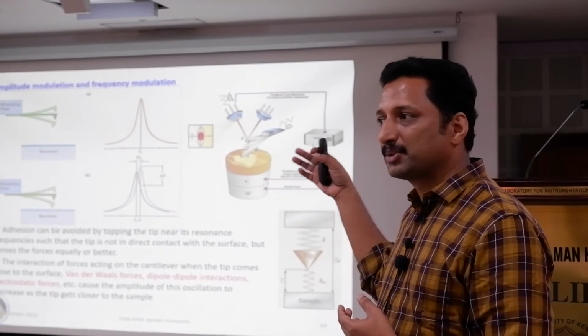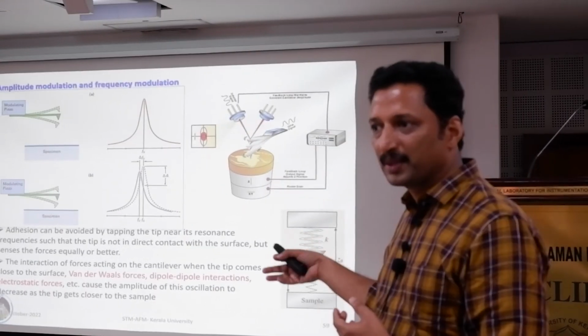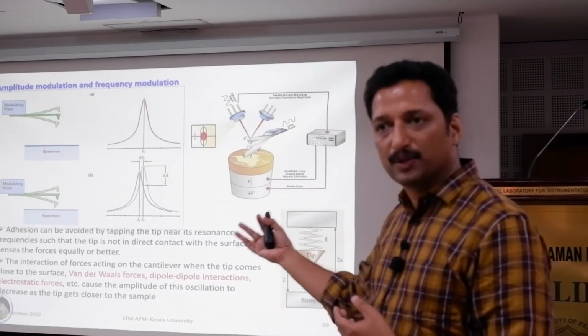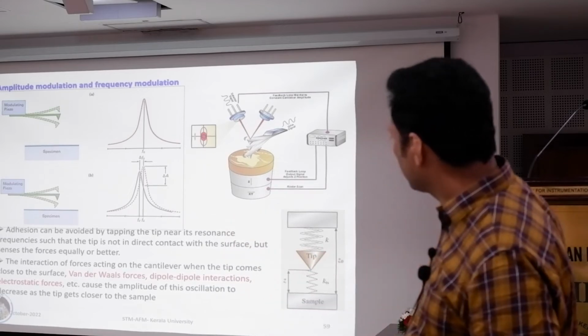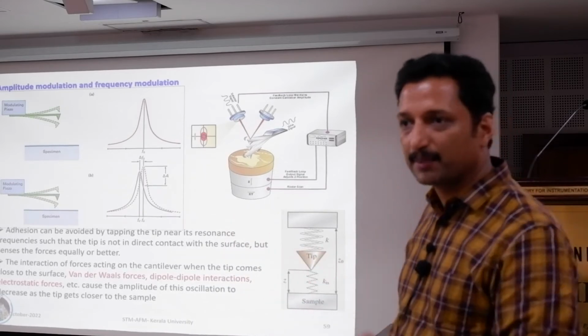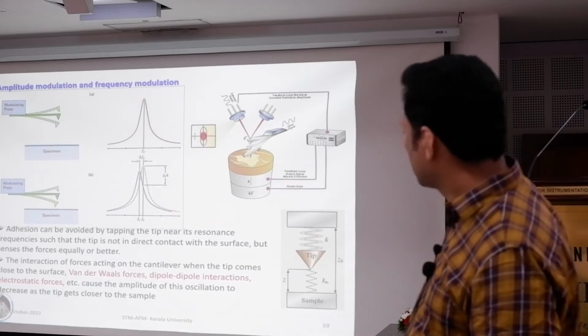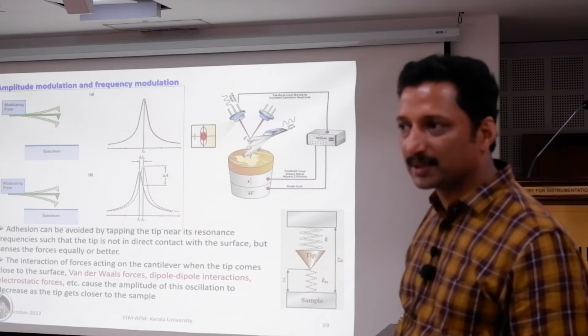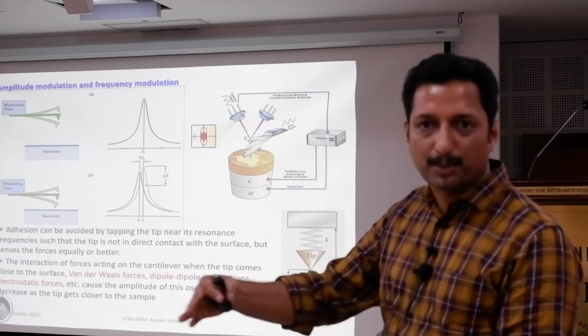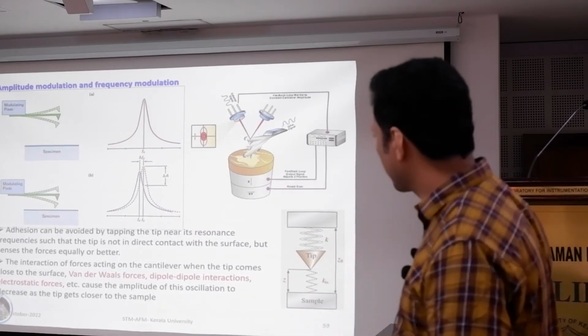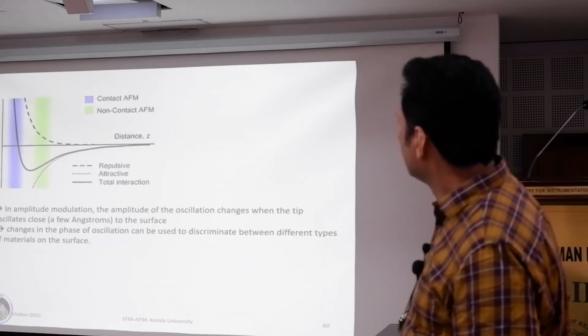Now you will see there is something called magnetic AFM. Kelvin probe AFM is there. All these use basically the same diagram, only this spring is going to change. In magnetic AFM, the tip will be magnetic, and the sample also will be magnetic. So we can actually measure the magnetic domains on a surface. So that's called magnetic AFM, we will come to that.